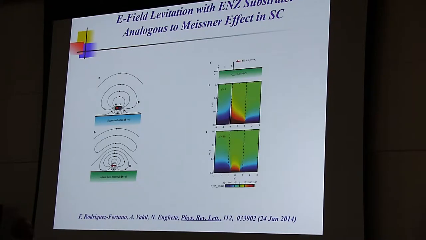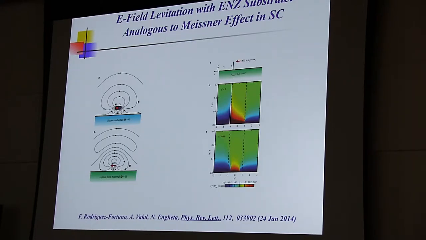Now, we studied this, and we actually got a surprising result. If you take a look at this, you see the height of the dipole versus the value of the epsilon of the substrate. There are two different colors over here. The red one means repulsion, levitation. The blue one means attraction. So if the epsilon of the host is between minus 1 and plus 1, you actually get levitation. You don't need to have epsilon equal to zero. Any range between minus one and plus one would do.